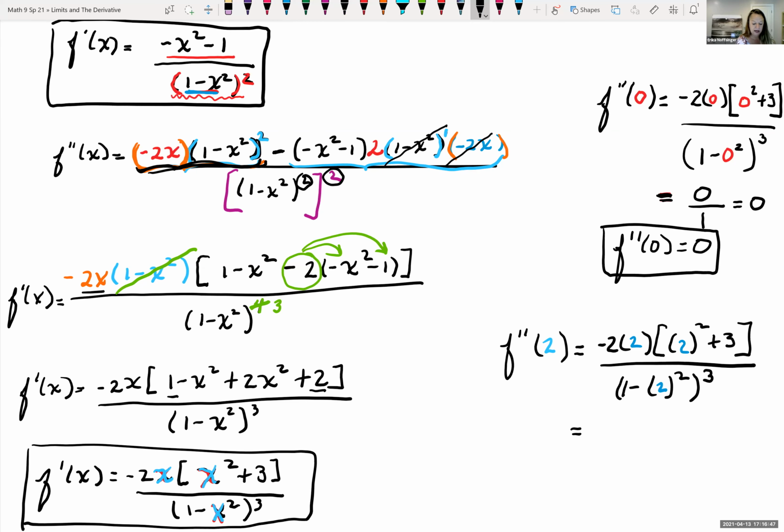So simplify: negative 2 times 2 is negative 4, all times our bracket. So 2 squared is 4 plus that 3, so inside that bracket we're going to get a 7. All over, first do the exponent. So that 2 squared is 4, so 1 minus 4 is negative 3. Maybe I'll just write it for now: negative 3, quantity cubed. So negative 4 times 7 is negative 28. And if you cube negative 3, you get back negative 27.